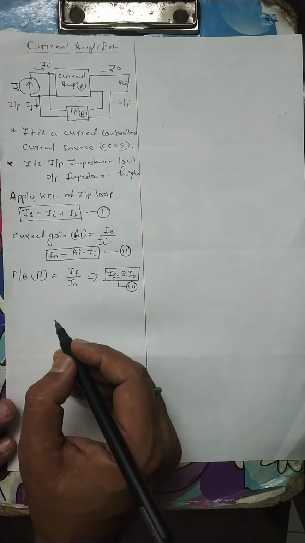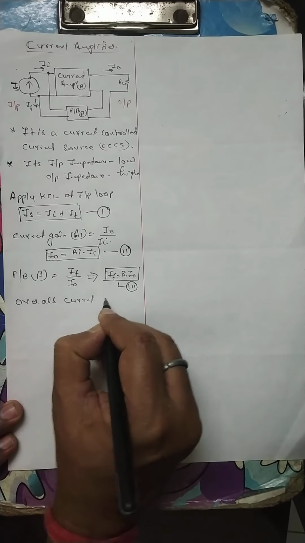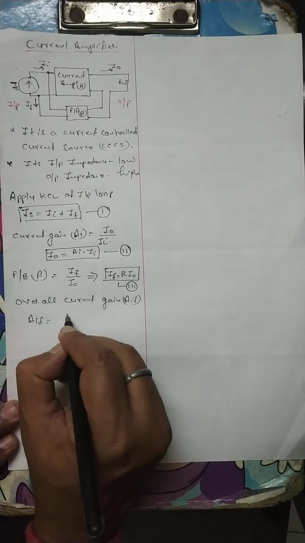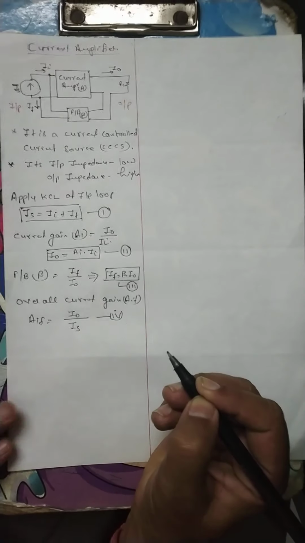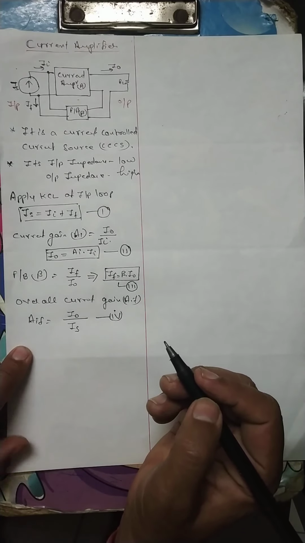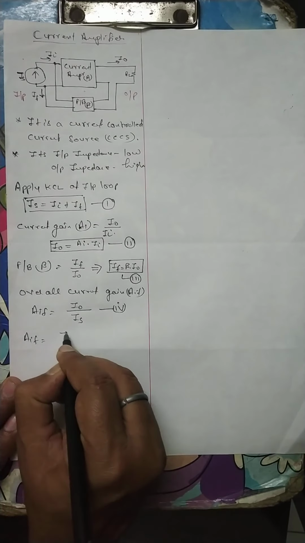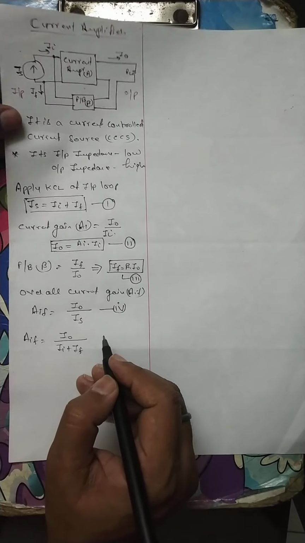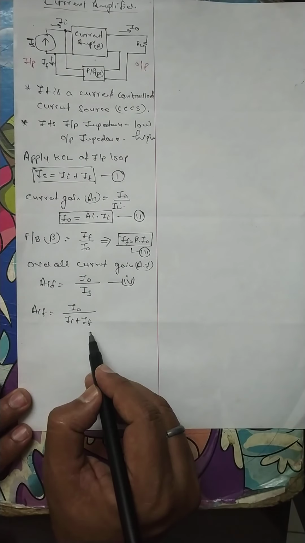Now another one, that is the overall current gain, AIF. So what will be the value of AIF? It is equal to I0 upon IS. That will be termed as equation number 4. Now from equation number 1, putting the value in equation number 4, AIF becomes I0 upon II plus IF, and from equation number 3 we put IF equal to beta into I0 over here.